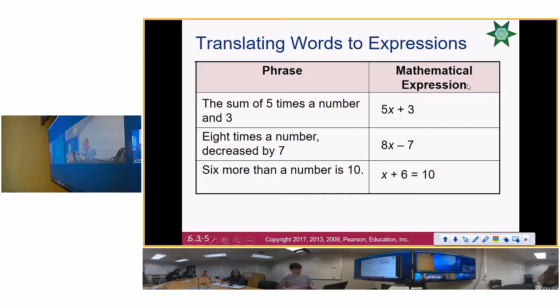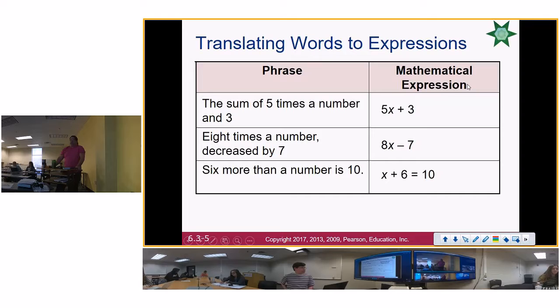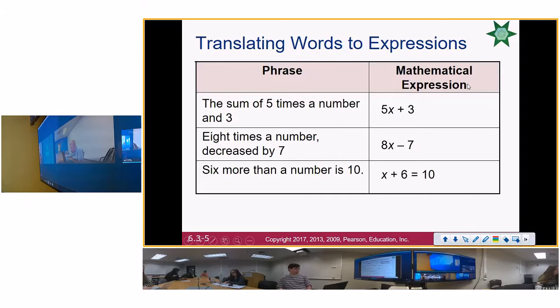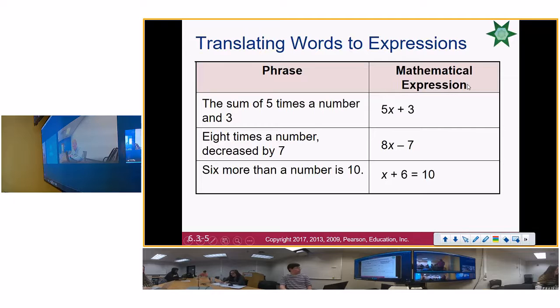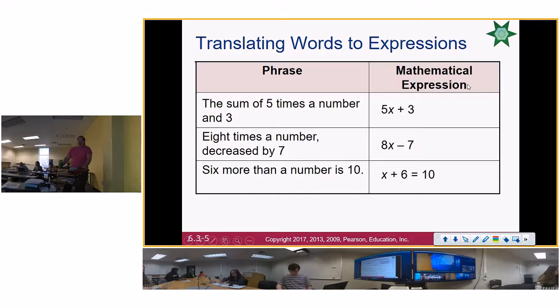Does anybody know what the word is means? Equals. Is means equals most of the time. So I'm going to let you write those 3 down, and you can pull these up. This is what you Google: keywords for word problems. When you pull up keywords for word problems, you're going to see all these.